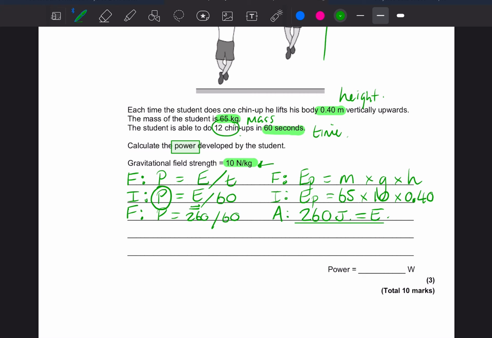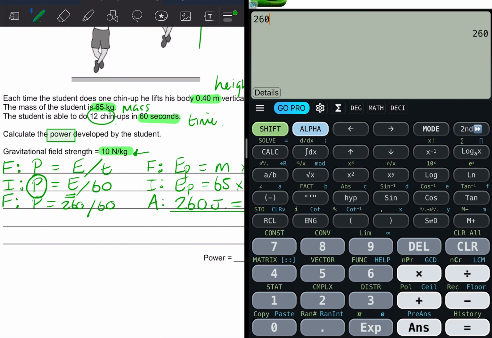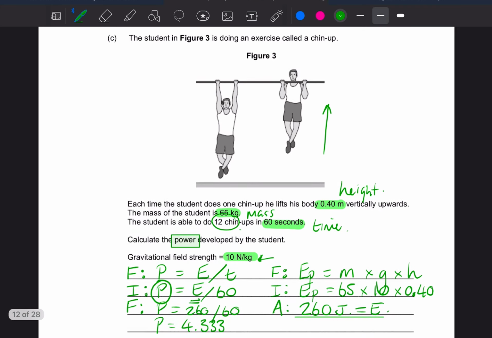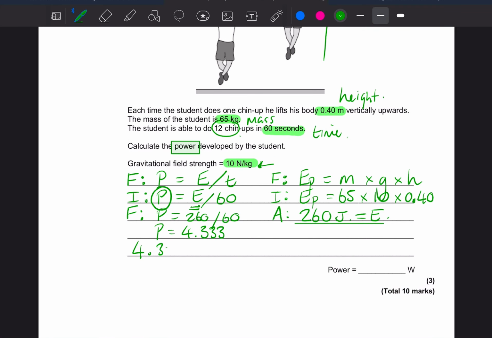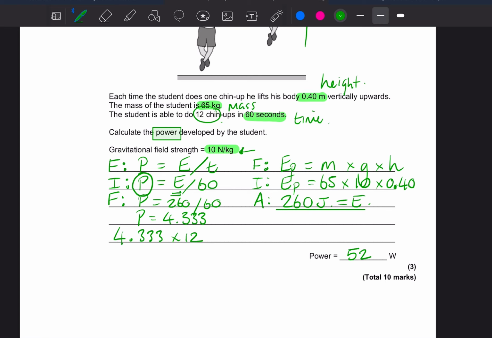So in order to get the power, we do 260 divided by 60. So let's do that. And we get 4.33 recurring. So the power is equal to 4.333. But that's for one pull-up. Remember, he's doing 12 pull-ups. So we just do 4.333 times by 12. Now for this one, rather than writing 4.333, because we've rounded it down, it'd be better if we just use the answer. So if we just go equals and then press answer times by 12, that gives us 52. So the power for 12 pull-ups is 52 watts. Okay.